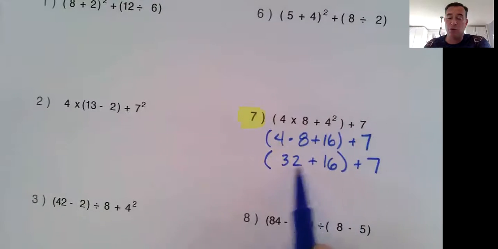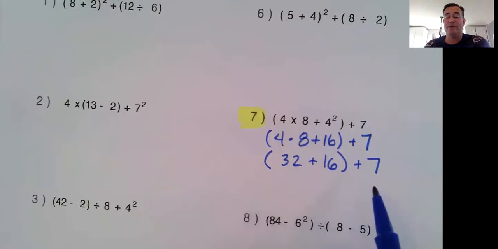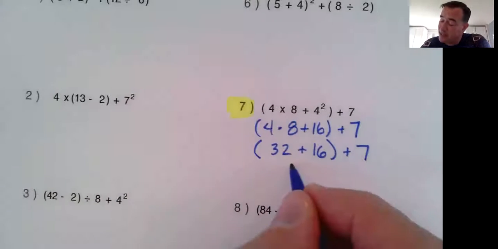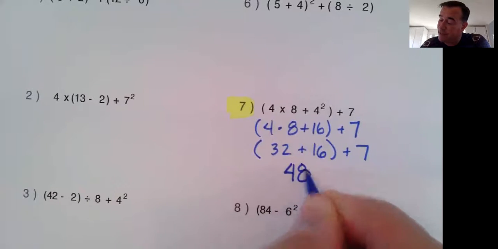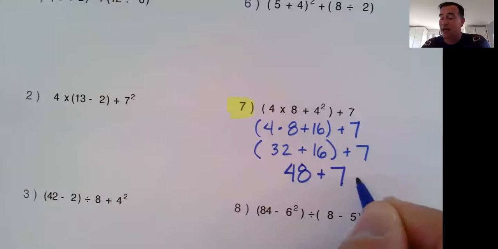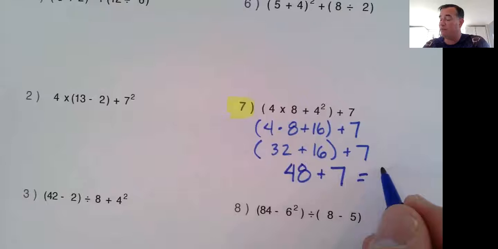So now I've got to do this work first, and then I've got this final one. So 32 plus 16 is going to give us a 48 as the final answer of that set of parentheses. And at the end of it, 48 plus 7 is going to give you 55.